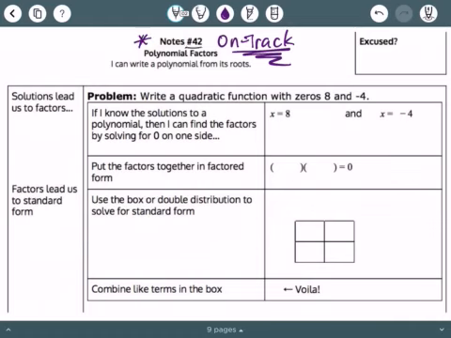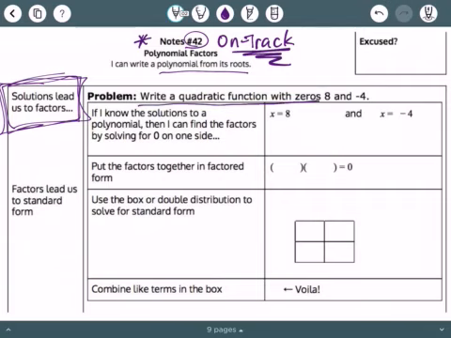But today we'll be working on polynomial factors, writing polynomials from the roots. So our solutions lead us to factors. We've learned a little bit about this recently, but we can do this. Write a quadratic function with zeros 8 and negative 4.